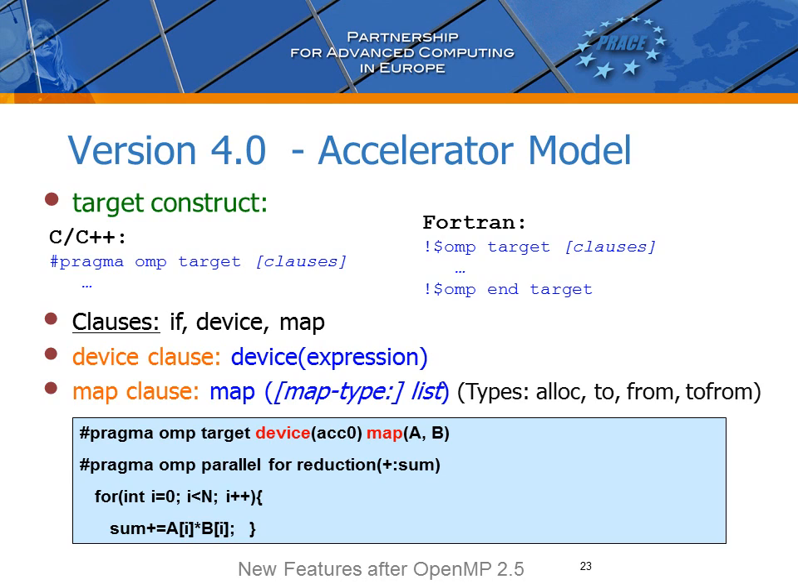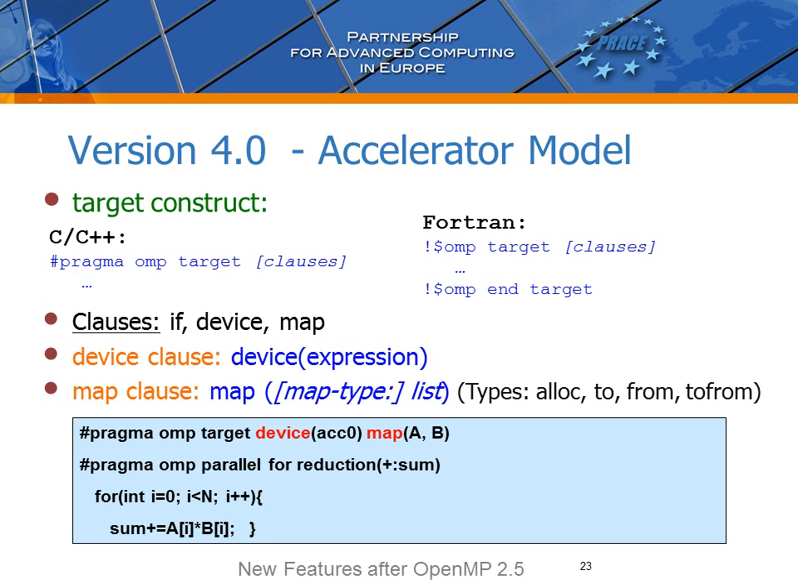The alloc map type declares that on entry to the region, each new corresponding list item has an undefined initial value. The to map type declares that on entry to the region, each new corresponding list item is initialized with the original list item's value. The from map type declares that on exit from the region, the corresponding list item's value is assigned to each original list item. The tofrom map type combines the functionality of both to and from types.